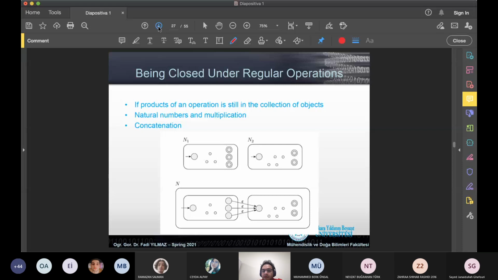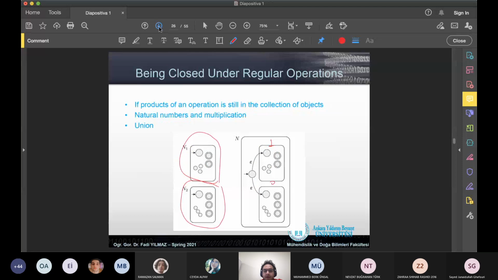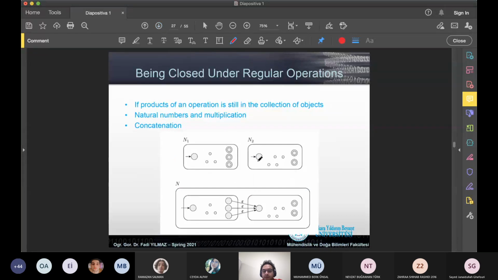And the other thing is the concatenation, right? This is the fifth one, I think. Yeah, fifth one. So this is the concatenation operation. You get N1, N2. So concatenation does something like that.